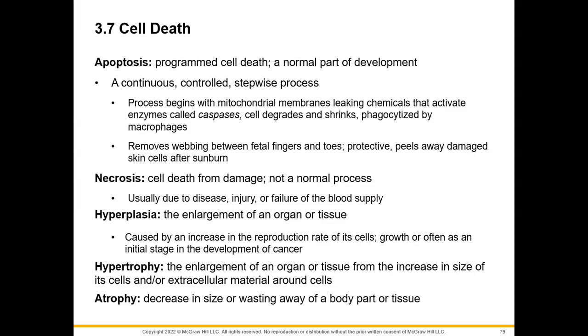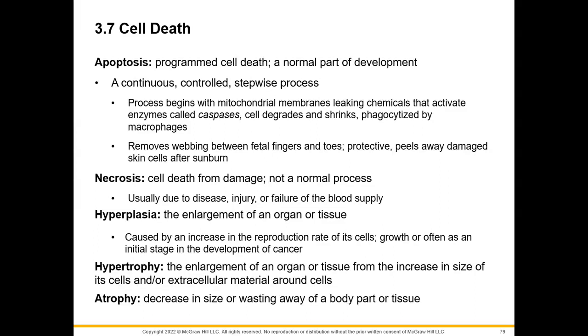Hyperplasia is the enlargement of an organ or tissue. It is caused by an increase in the reproductive rate of cells, or growth, often in the initial stage of the development of cancer. Hypertrophy is enlargement of an organ or tissue from an increase in the size of the cells, and it can include extracellular material around the cells. In hypertrophy, we have the same number of cells. The cells are just bigger, causing the tissue and organs to be bigger overall. Whereas in hyperplasia, we had an increase in cell number.